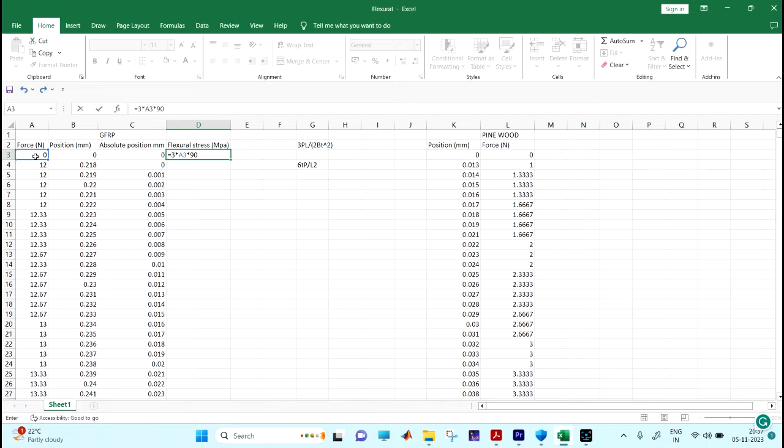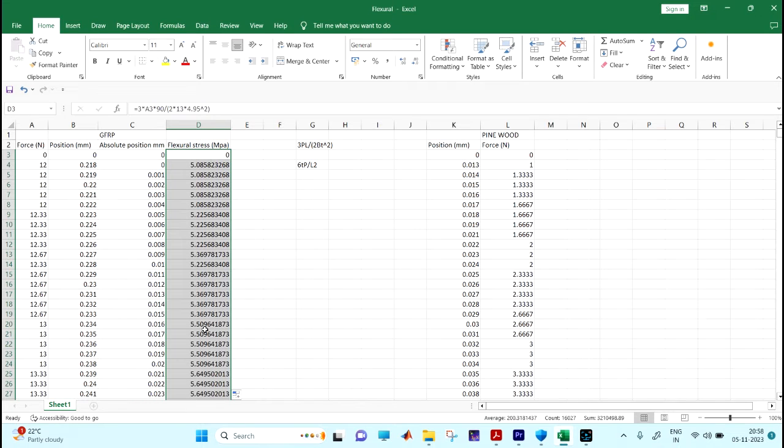How have we taken the 90? We already know the length by thickness ratio. We use 16, and the thickness is 5. So span length is 90 mm divided by twice into width. Width is 13 mm into thickness. Thickness is how much? I told you 5, but exactly it is 4.95 square. So like this we have got the stress at this position, and like this we got the stress at every position.